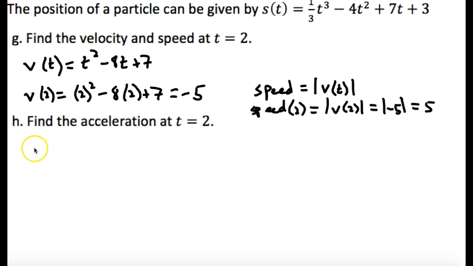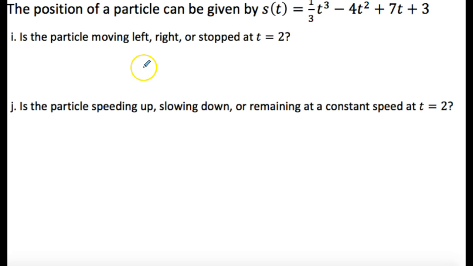And then acceleration at t equals 2. So a of 2 will be 2 times 2 minus 8, right, because my acceleration was 2t minus 8. So we get 4 minus 8, which is negative 4. All right. So then lastly here on this first example, we want to know, is the particle moving left, right, or stopped at t equals 2?